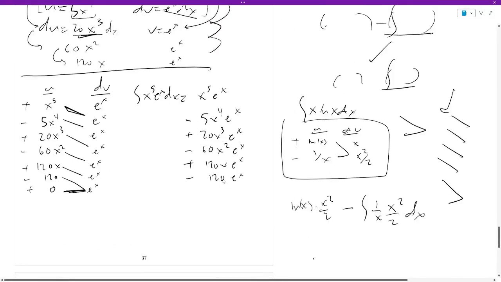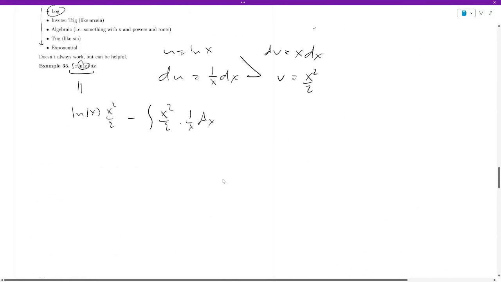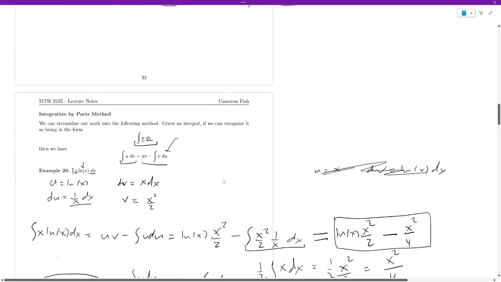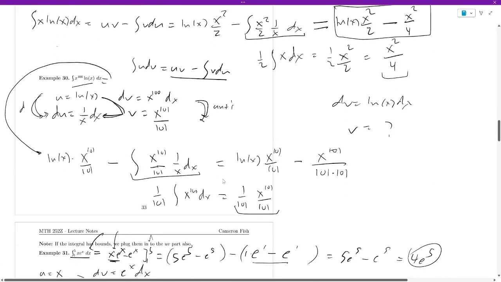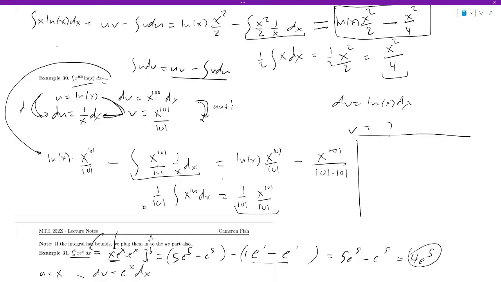I want to go back and look at the other ones that we did, just with this table method also, just to make it clear. Let's maybe try this one. So we can have a little bit of space because it's pretty efficient. Let's have u be ln x. Then I'm going to take a derivative. Let's have dv be x to the 100. Take an antiderivative.